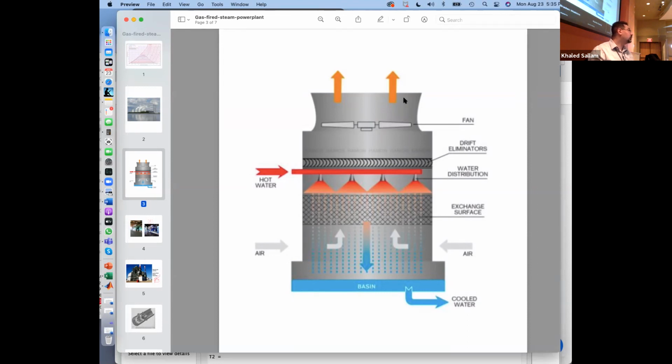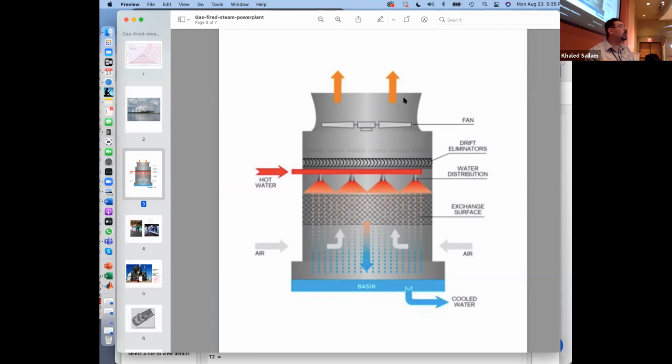0.6 gigawatt. So 0.6 gigawatt needs to be rejected in that condenser. I mean, some goes in the chimney, but really all the heat is rejected in here. So 0.6 gigawatt is going to be m dot multiplied by h_fg. So that is a lot of water.